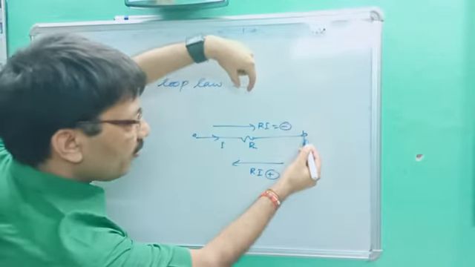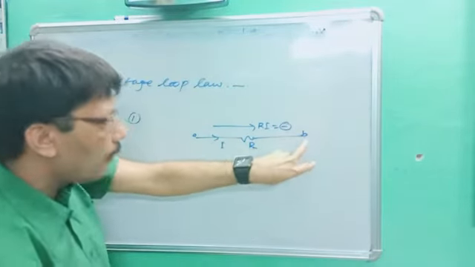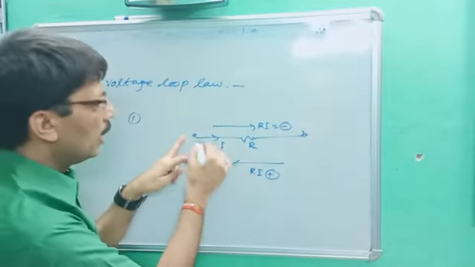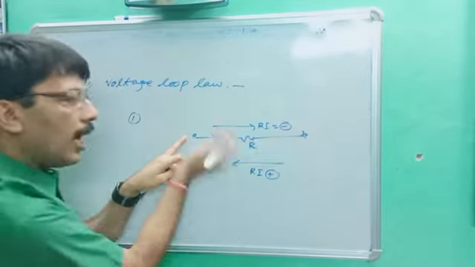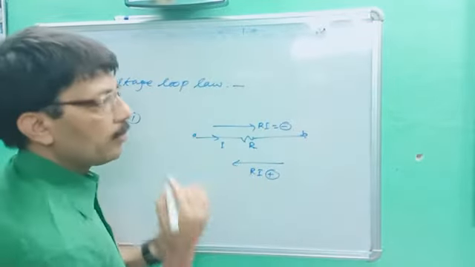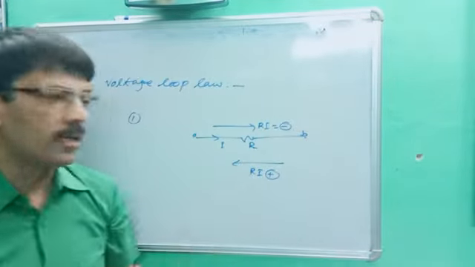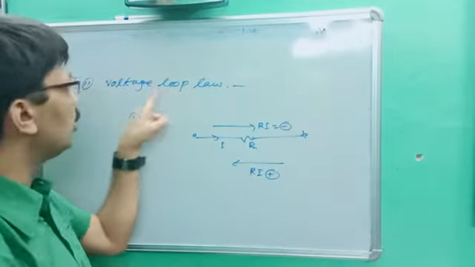While here you are moving from B to A, it means you are moving from lower potential to higher potential, because you better know current is drawn from higher to lower, but you are moving from B to A, it means lower to higher, and that's why Ri will be positive. Ri is not current, but it is the voltage. We are talking about the voltage loop law.